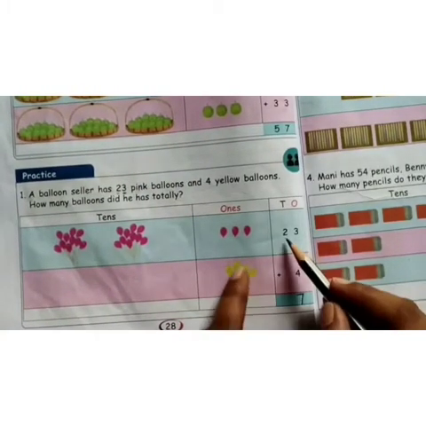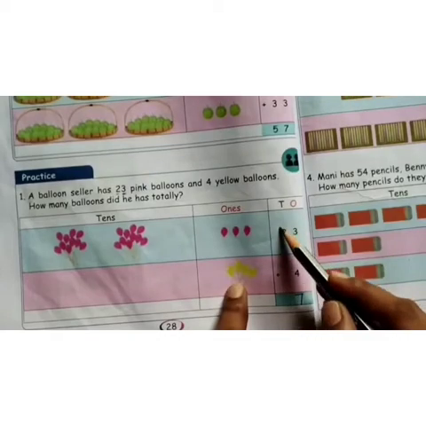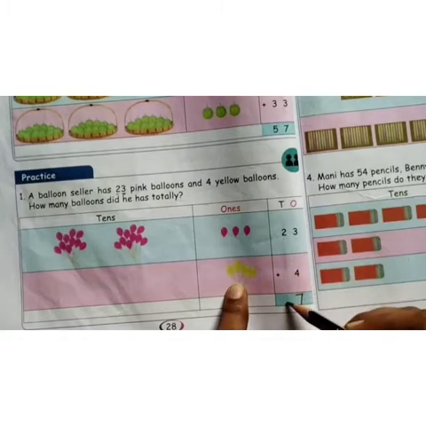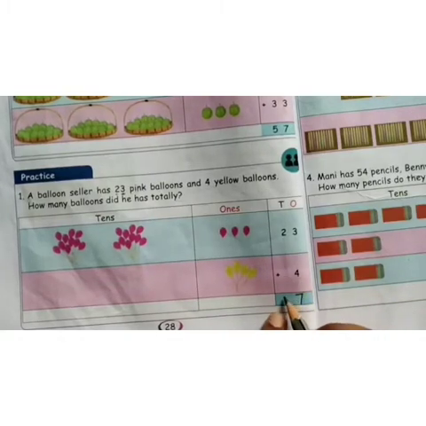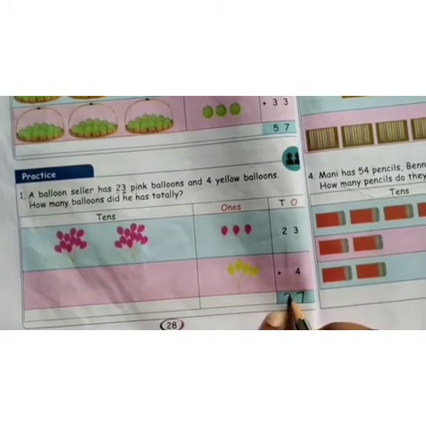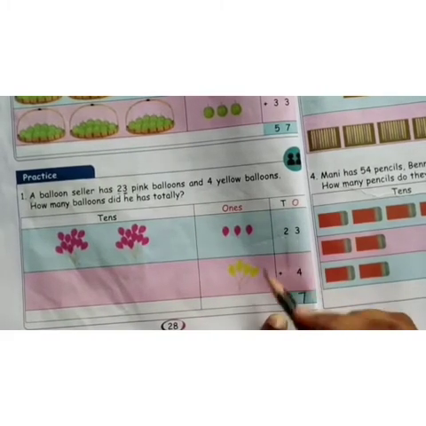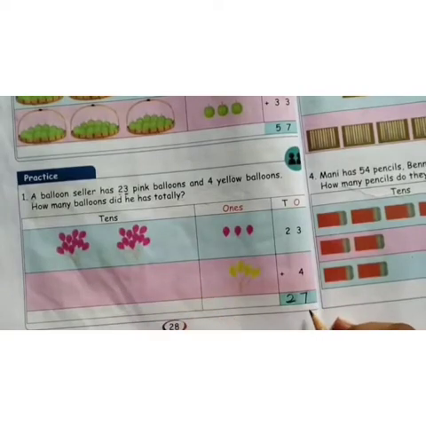Okay children, and see the next one. In tens column we have number 2 and here there is no number. So you write here as it is. There are no numbers there; if there was something we could add. But there is nothing, so we simply write number 2. So the total number of balloons is 27.